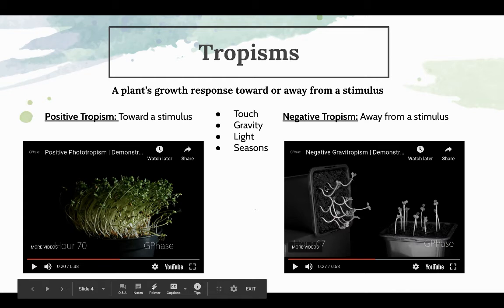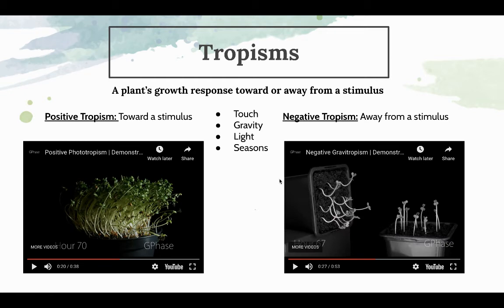So no matter how many times that person has flipped the pot to make the sprouts grow down, these plants will not. They will grow against gravity. So that's a negative tropism, against gravity. Since gravity is going down, the plant leaves are going up.